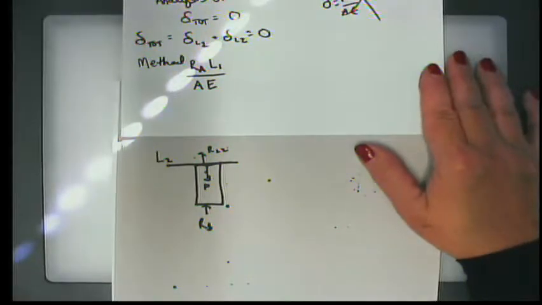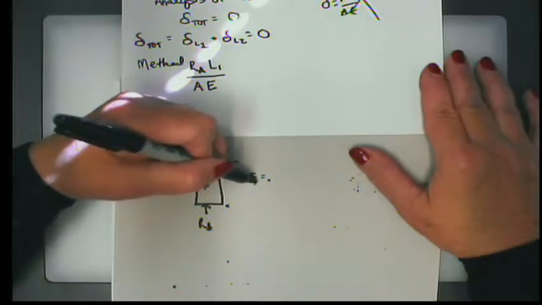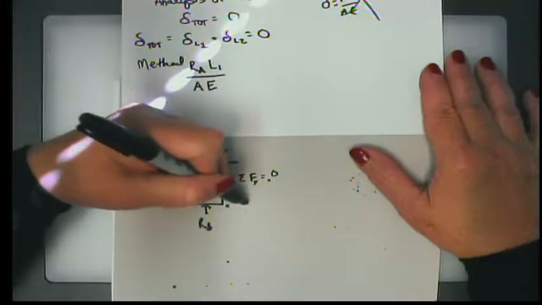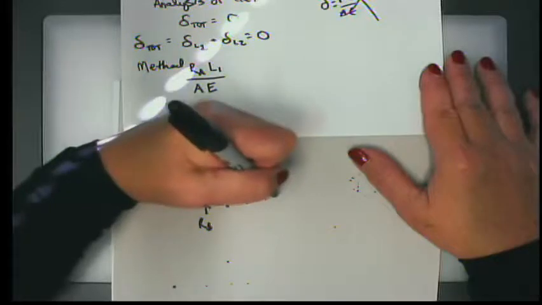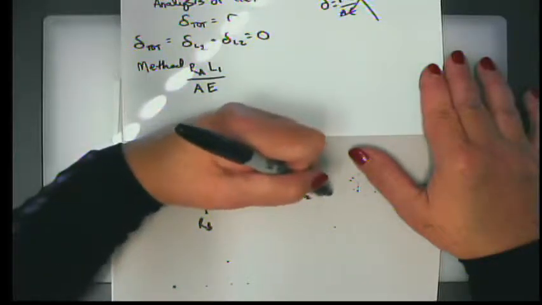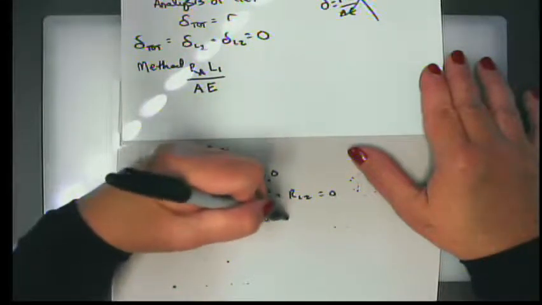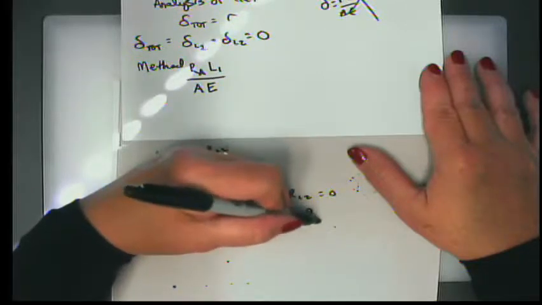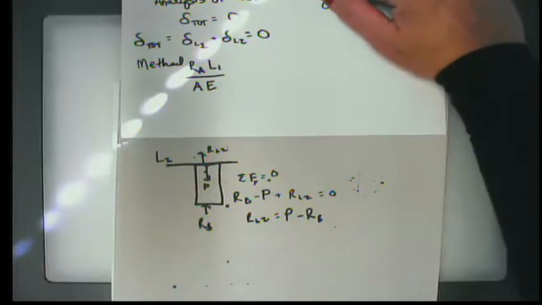Okay, so what that means for me is if I draw a summation of forces in L2 equal in the y direction equals 0, I'm going to get R sub B minus P plus R_L2, the way I have it drawn, is equal to 0. Or I can say R_L2 is equal to P minus R sub B.